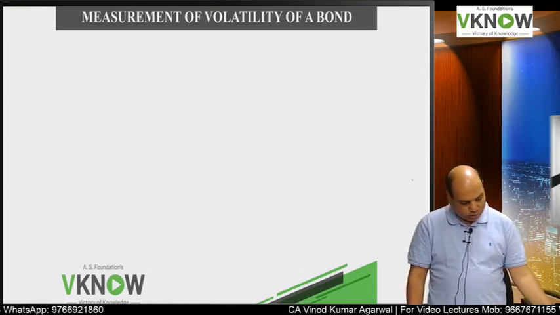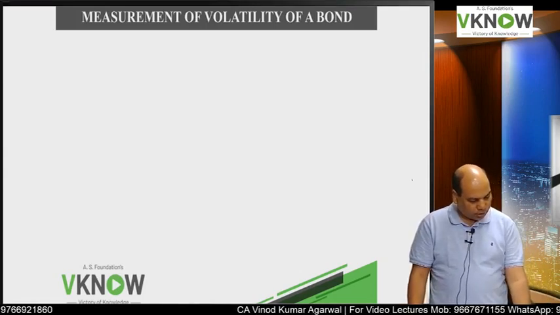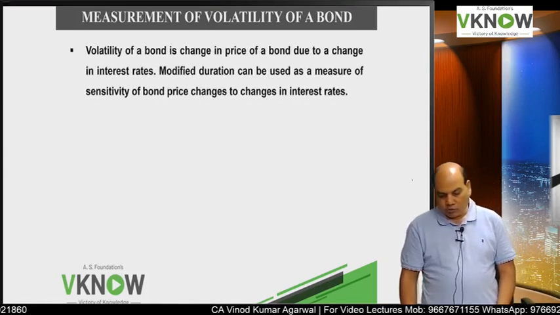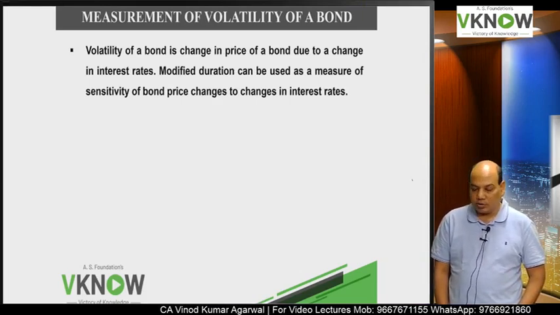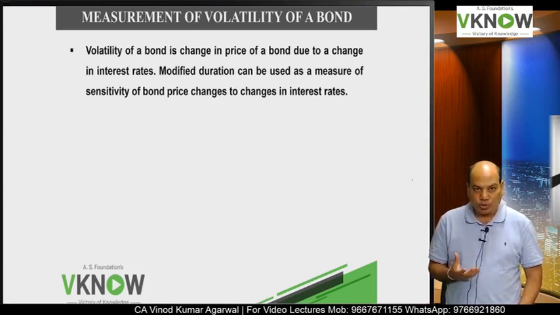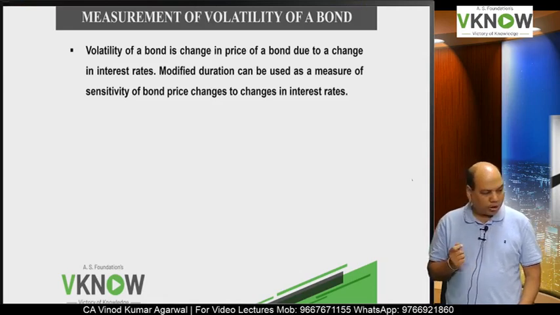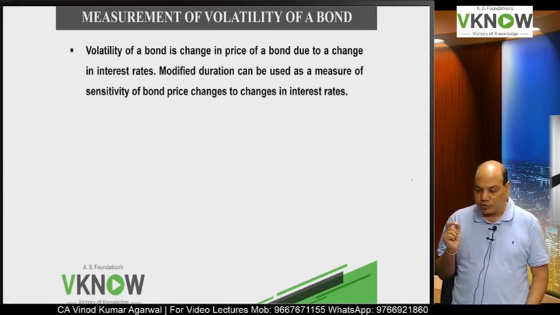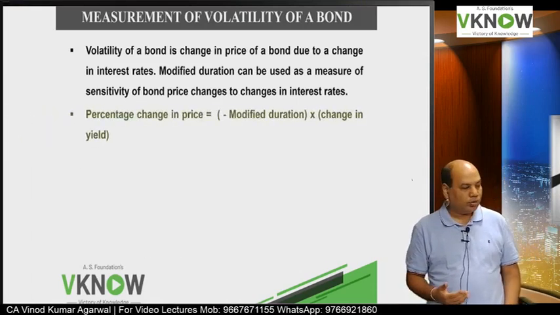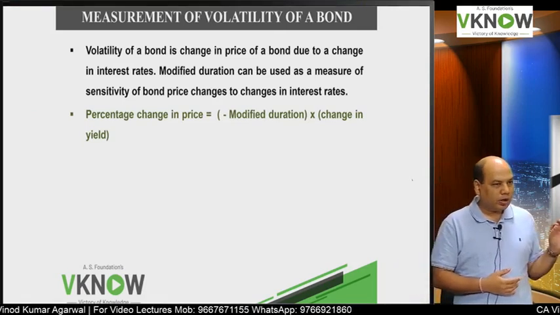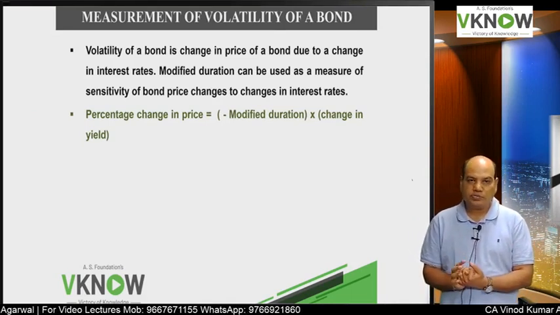Paragraph number 31. Volatility of a bond is the change in the price of the bond due to change in the interest rate. And how do you compute that? You compute that with the help of modified duration. Modified duration is used as a measure of sensitivity of the bond price to changes in the interest rate. Same thing I am telling you. Modified duration tells you if YTM changes by 1%, by what percentage the bond price will change.